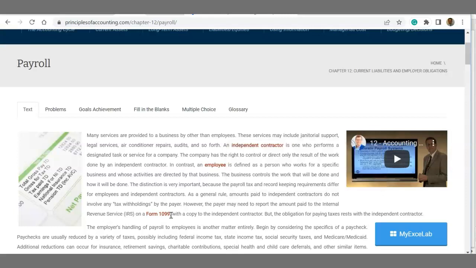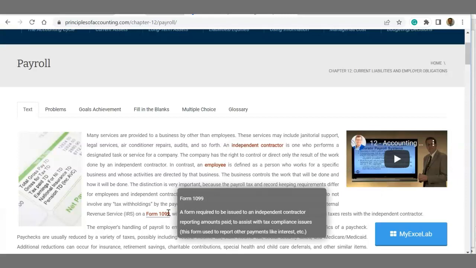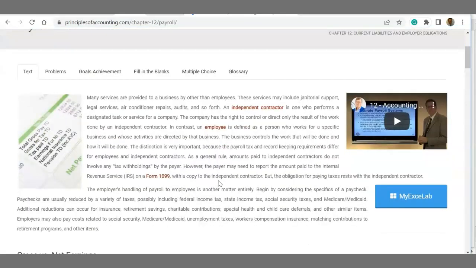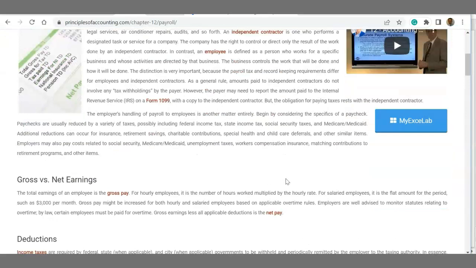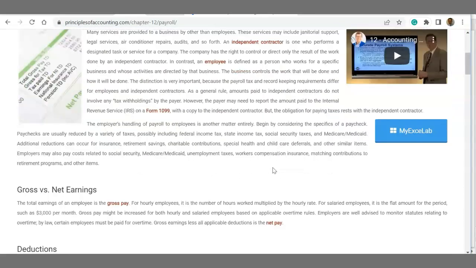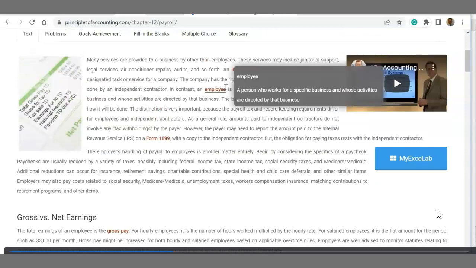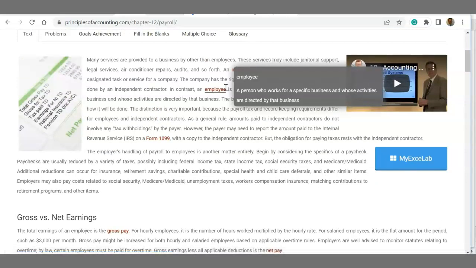So Form 1099 will be given to an independent contractor at the end of the year. However, regular employees get, it's not in here, but employees get Form W-2 at the end of the year from the company.